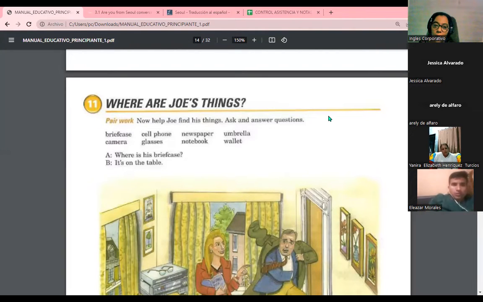Remember the camera. Recuerden, las camaritas tienen que estar encendidas. Turn on. Okay.